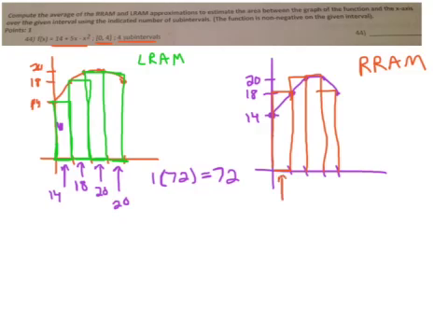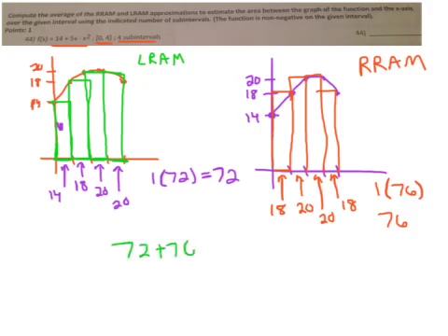So this one has a height of 18. This one is 20. This one is 20. This one is 18. So 1 times the heights added together is 76. The RRAM is 76. It tells us to compute the average. So 72 plus 76 over 2 is 74.